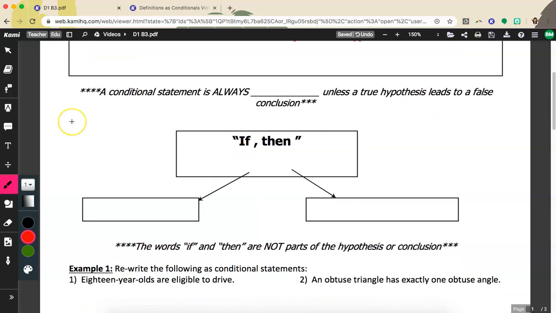A little bit more with that. A conditional statement is always true unless a true hypothesis leads to a false conclusion. Like, if it's sunny out, then it will rain. That's not necessarily true. I guess sometimes, but not usually, right?